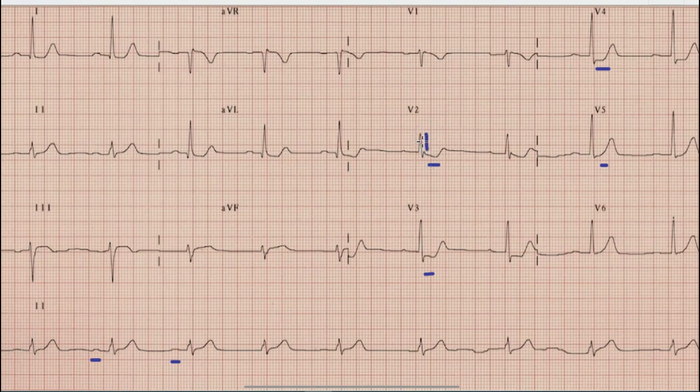Normally you do not find a very prominent R wave in lead V1 or lead V2. But here we have a prominent R wave along with ST depressions in lead V2. When we look at the RS ratio, that is the ratio between the amplitude of the R wave and the amplitude of the S wave, it is more than 1 because there is a prominent R wave in lead V2.